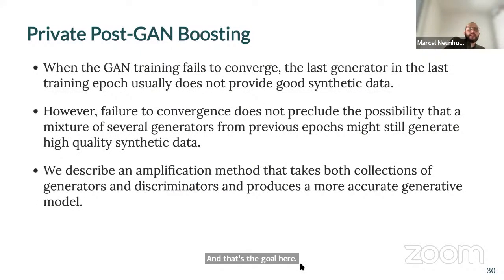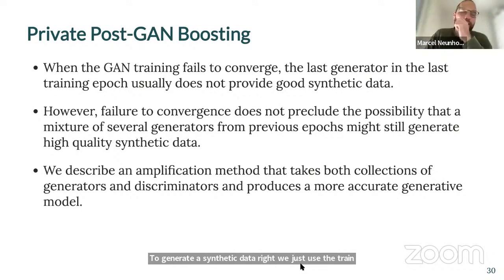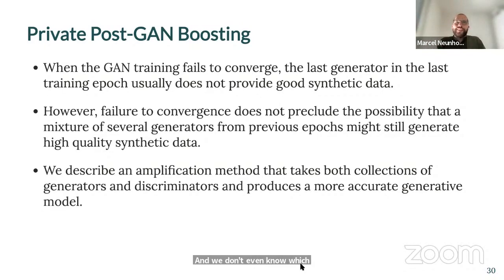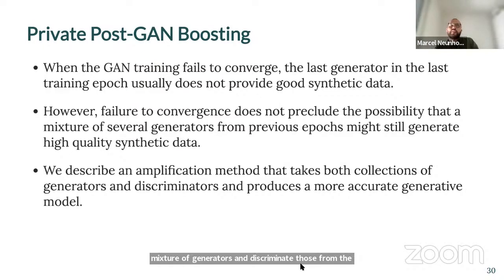So the issue is, and this will also be true for GAN training without noise, that when GAN training fails to converge to the equilibrium, when it fails to find an equilibrium, the last generator, and that's what we used so far to generate the synthetic data, right? We just used the fully trained generator network until this step to generate data. But nothing guarantees us that the last is actually the best, right? And we don't even know which one is the best. Luckily, the failure of convergence and the failure of the last generator does not mean that a mixture of generators and discriminators from the previous epochs can't still generate high quality synthetic data.